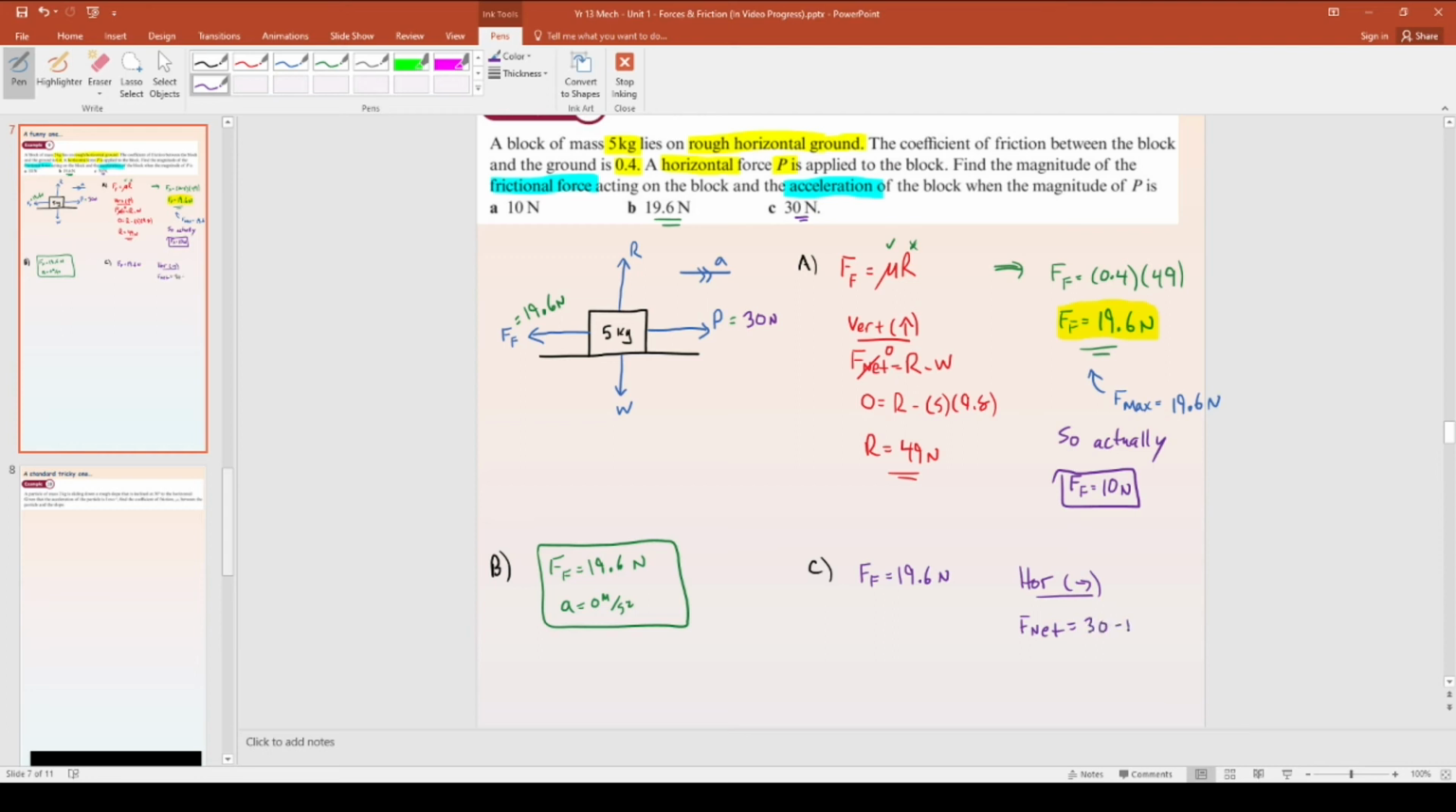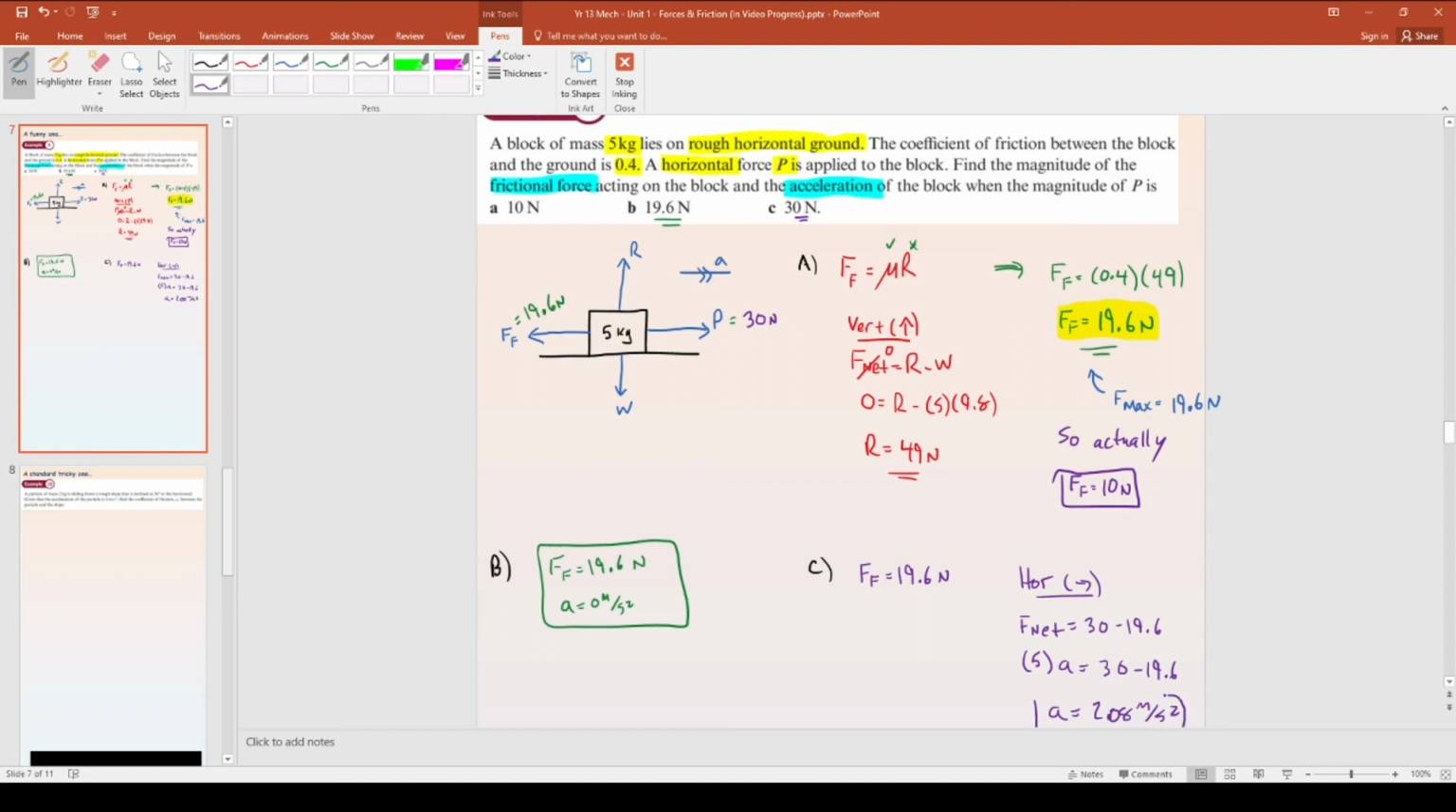30 take away 19.6. It is accelerating this time, so we're going to switch F net out for ma, but m is 5, so it's going to be 5, and a is what we want. So that's going to be 30 take away 19.6, and you finally get that the answer is 30 take away 19.6, divided by 5, equals 2.08. So 2.08 meters per second squared.